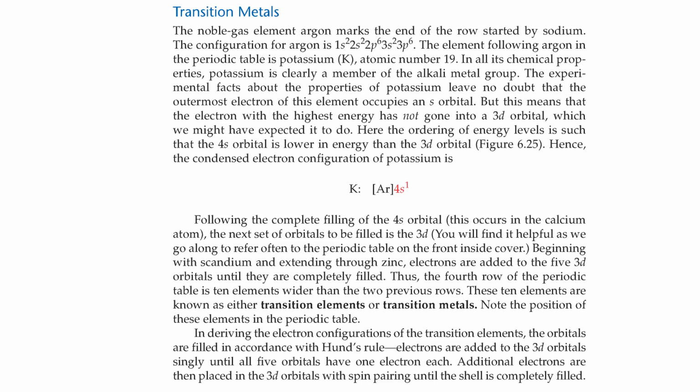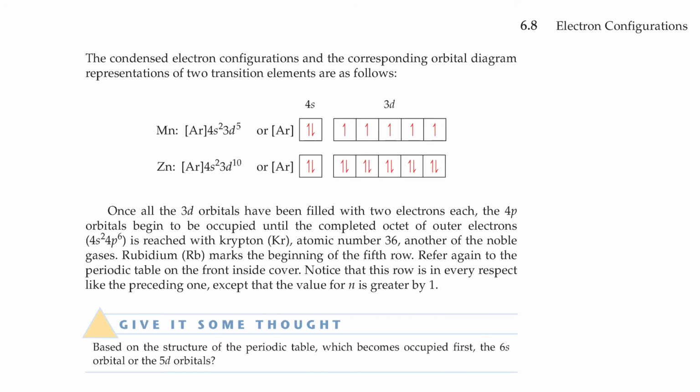These 10 elements are known as the transition elements or the transition metals. Note the position of these elements in the periodic table. In deriving the electron configuration of the transition elements, the orbitals are filled in accordance with Hund's rules. Electrons are added to the 3d orbitals singly until all 5 orbitals have 1 electron each. Additional electrons are then placed in the 3d orbitals with spin pairing until the shell is completely filled.